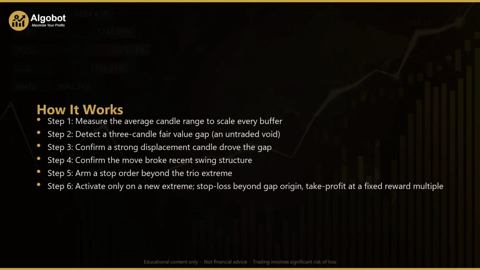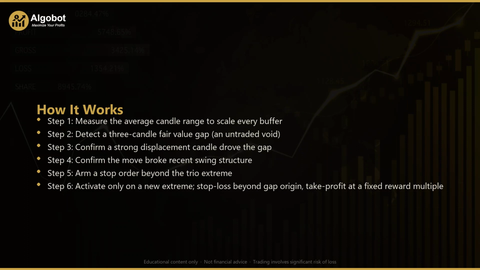Third, it checks the middle candle, the displacement candle. Its body must be large relative to the average range, controlled by the minimum displacement factor. This confirms the gap was made by a genuinely strong, decisive move and not by slow, indecisive candles. Fourth, it requires a structure break. The newest candle must close beyond the highest high, or lowest low, of the look-back window just before the trio. This tells the strategy the move isn't just expanding, it's also pushing into fresh territory.